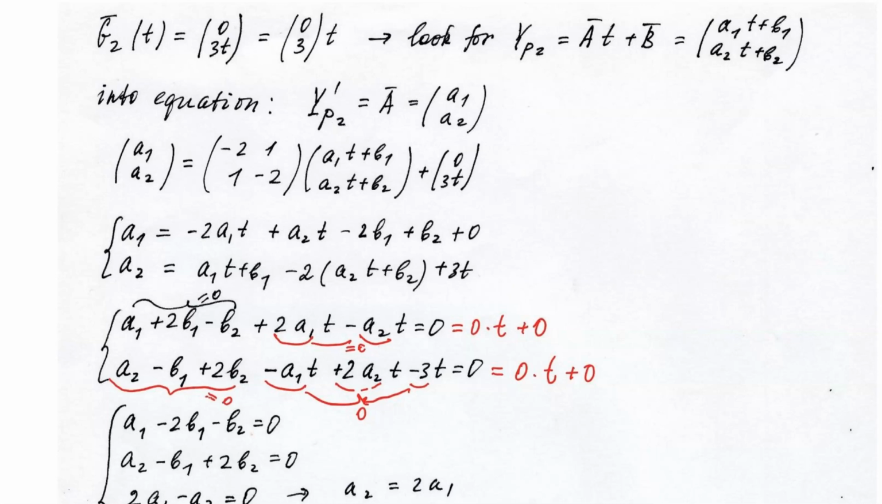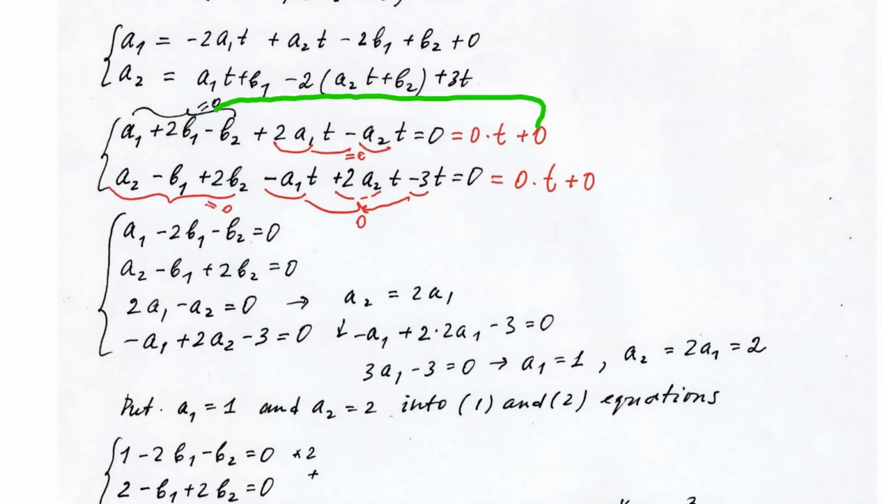I wrote over here for comparison polynomial. So I have 0 multiplied by t plus 0. So this 0 is matching the sum of these terms, and 0 multiplied by t is matching coefficient of t. So coefficient of t must be 0. So 2a1 minus a2 must be 0. And I'm writing down all these 4 equations separately.